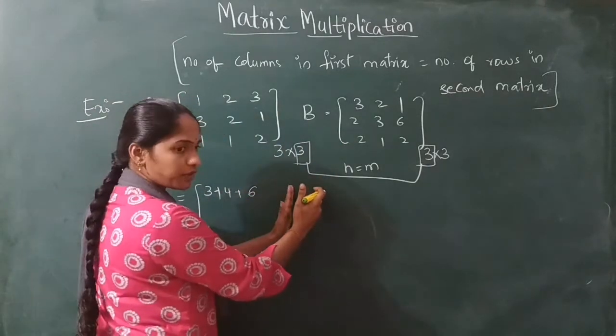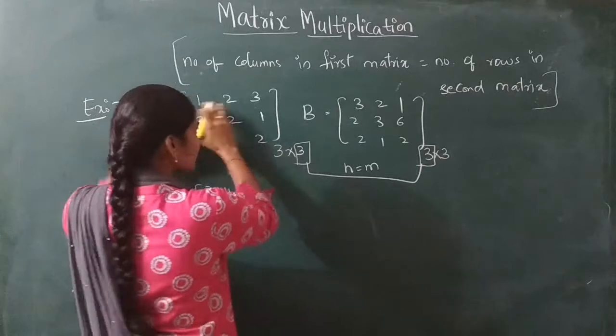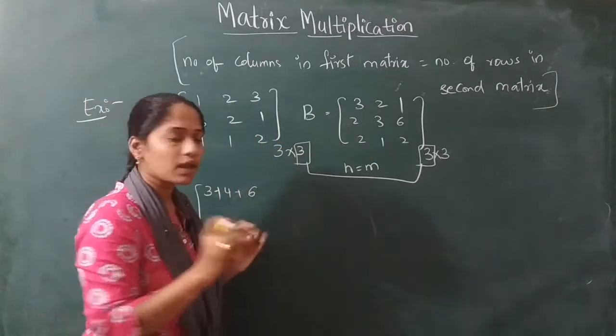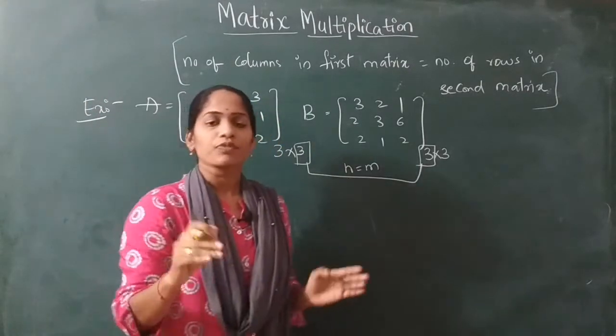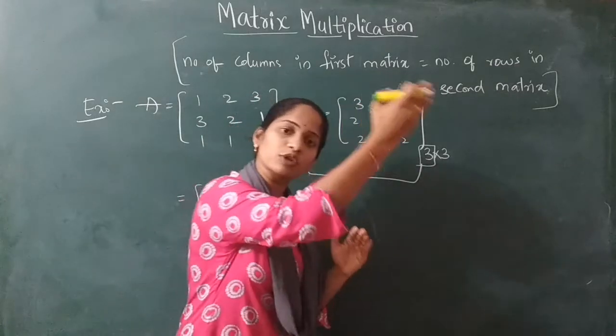Next you have to write C12. So yes, you have to take all of R1, R2, that is the row. You take one row and multiply it with the columns.